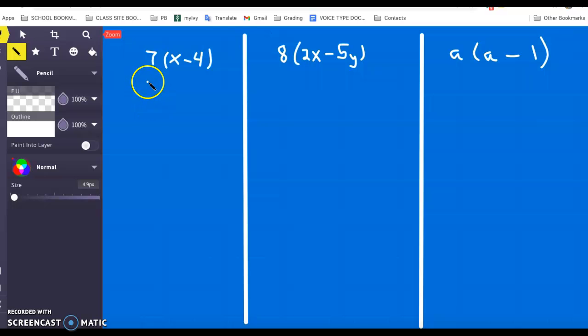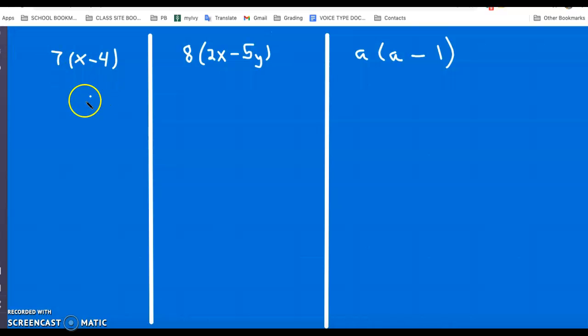All right, guys. So we're going to go through three problems here today. We're going to do this one here. So this one, we distribute to multiply by 7. And we're going to distribute the multiply by 7 to the 4. Okay.